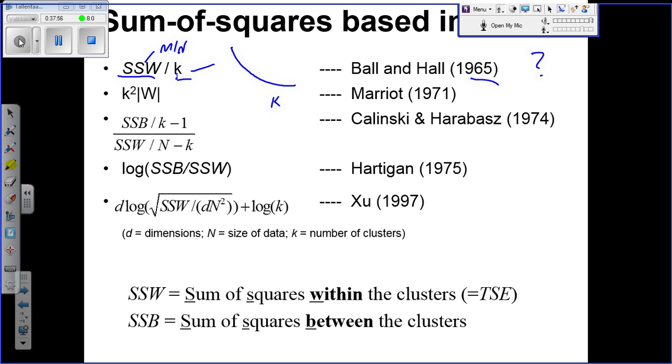Okay, I don't know what this W here, k power 2, is, but Marriott 71, Kalinski, Harabash. Okay, this is already taking the ratio of these two. This makes already a little bit more sense, but because one we want to minimize and one we want to maximize, I don't think they should be taken like that. They should be multiplied or something.